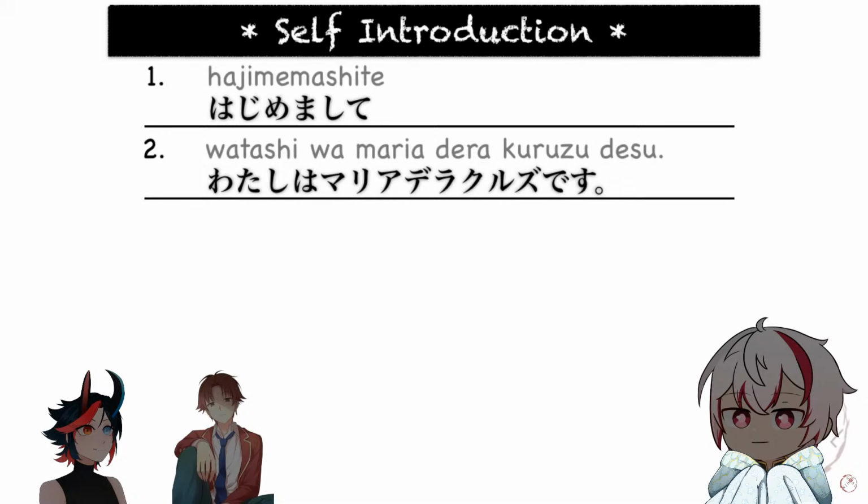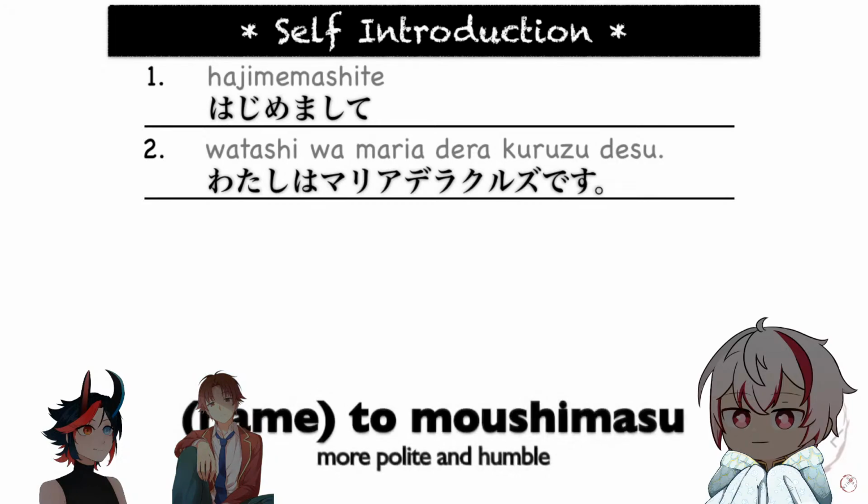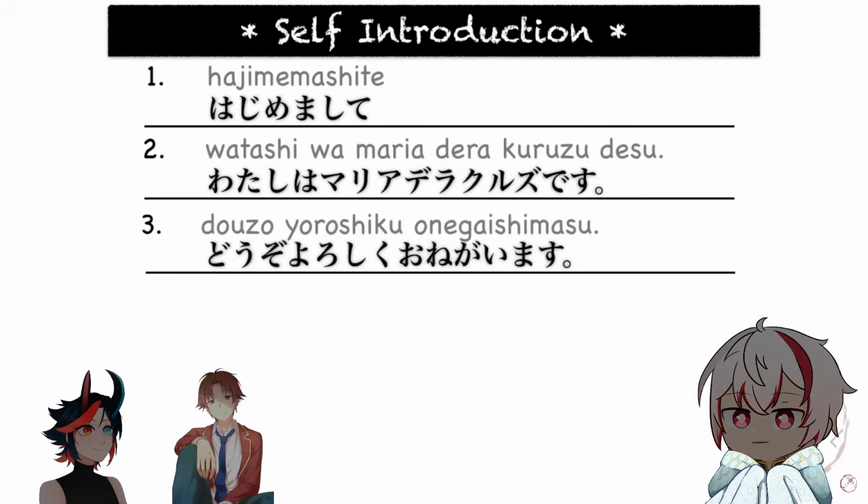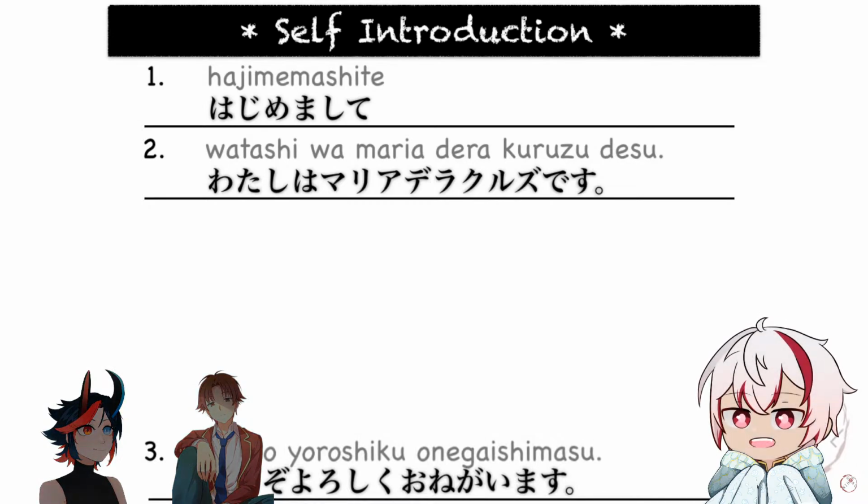Another way of saying desu, instead of desu, you use moushimasu. Moushimasu is a much more polite way of introducing yourself. And then followed by douzo yoroshiku onegai shimasu. So this means pleased to meet you or please be nice to me. So this is the basic way of introducing yourself in Japanese. はじめまして。私はマリア・デラクルスです。どうぞよろしくお願いします。Okay, so you can make it very simple or you can add more.